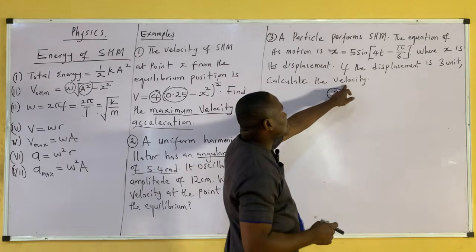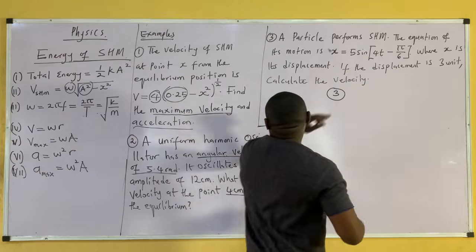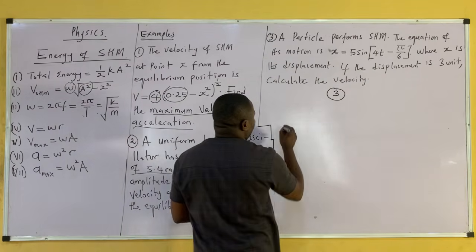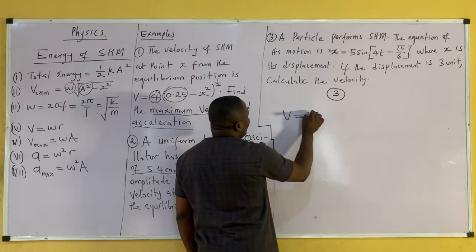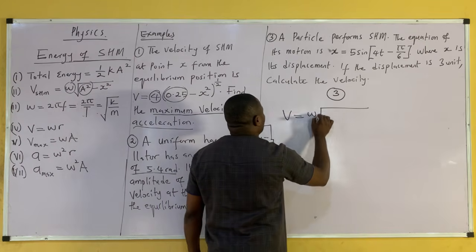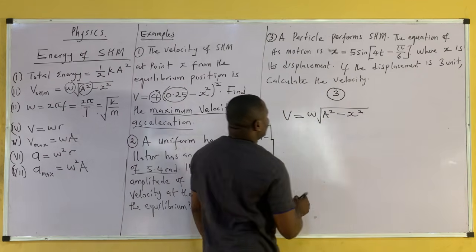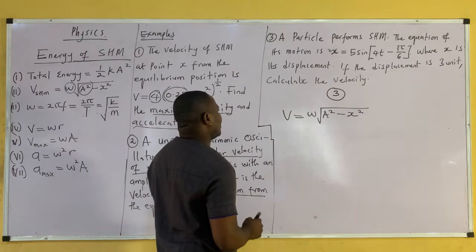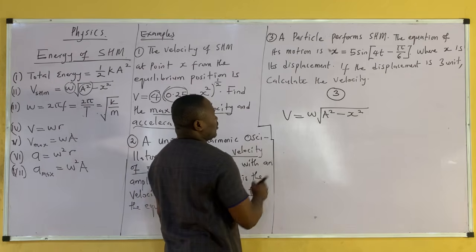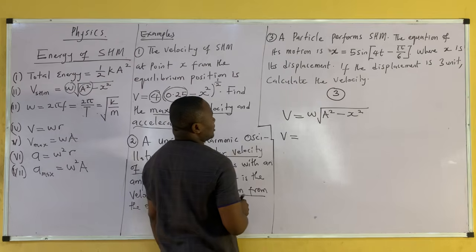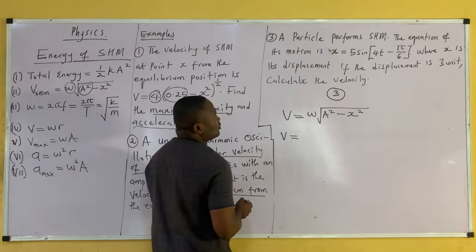What is the velocity of an SHM? The velocity of an SHM is this. So we are using V is equal to W square root of A square minus S square. If that is the question, that is the formula to use. We are looking for V. So velocity will now be equal to, what is my W?